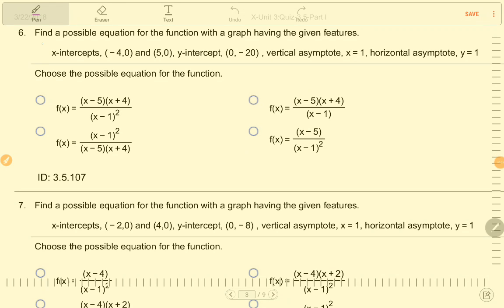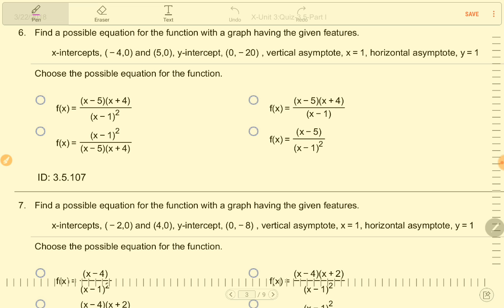In this example, we'll be finding a possible equation for the function with a graph having the given features: x-intercepts at (-4, 0) and (5, 0), a y-intercept at (0, -20), a vertical asymptote at x equals 1, and a horizontal asymptote at y equals 1. Alright, so let's start with the x-intercepts.